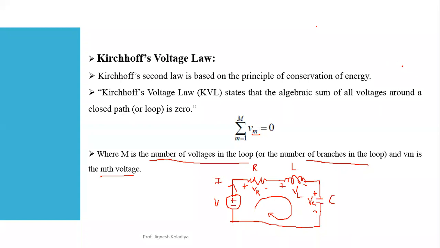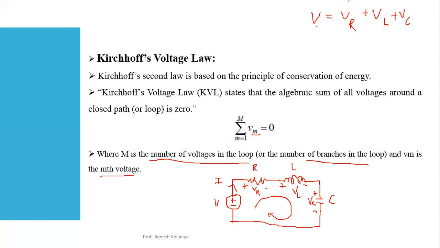So what do you say about this? That the supply voltage V is equal to the summation of all these voltage drops, that is VR plus VL plus VC.